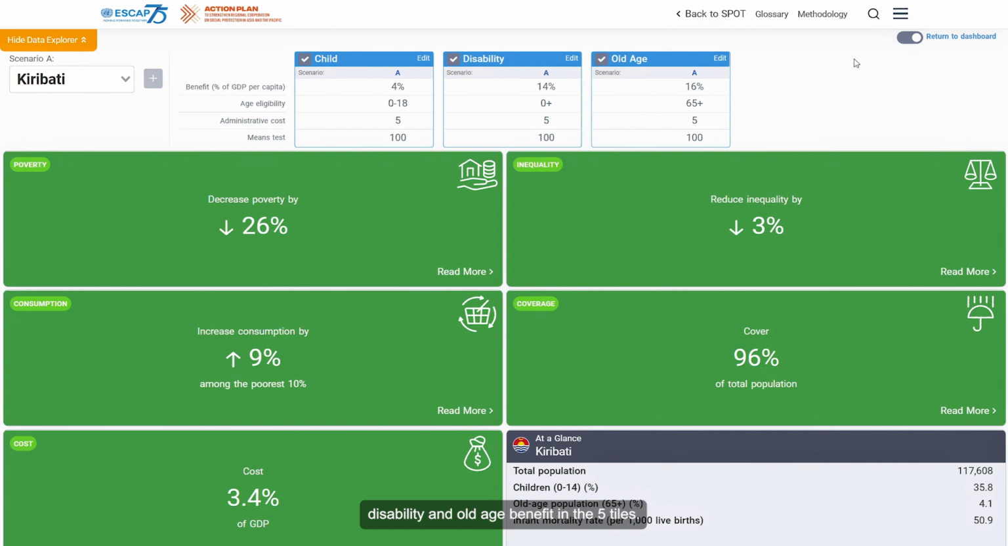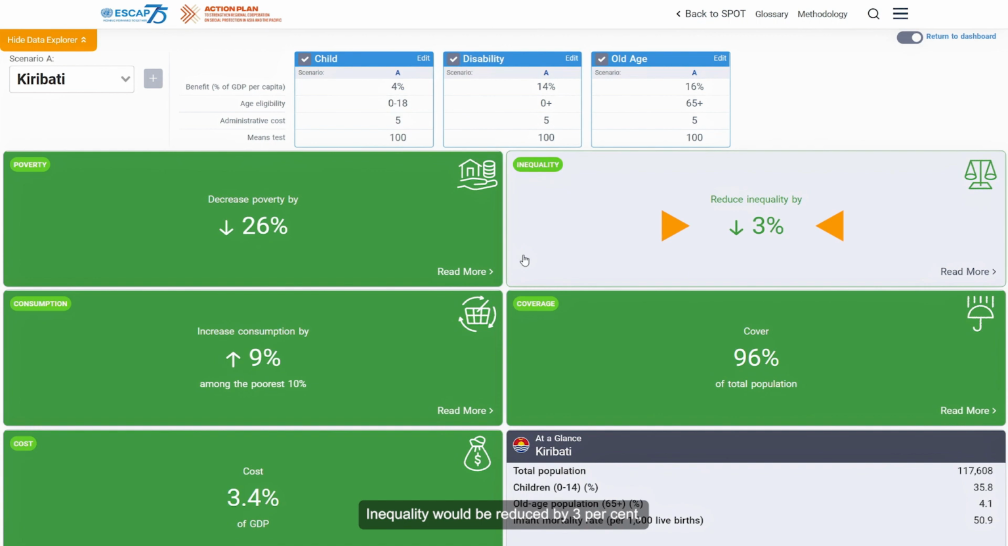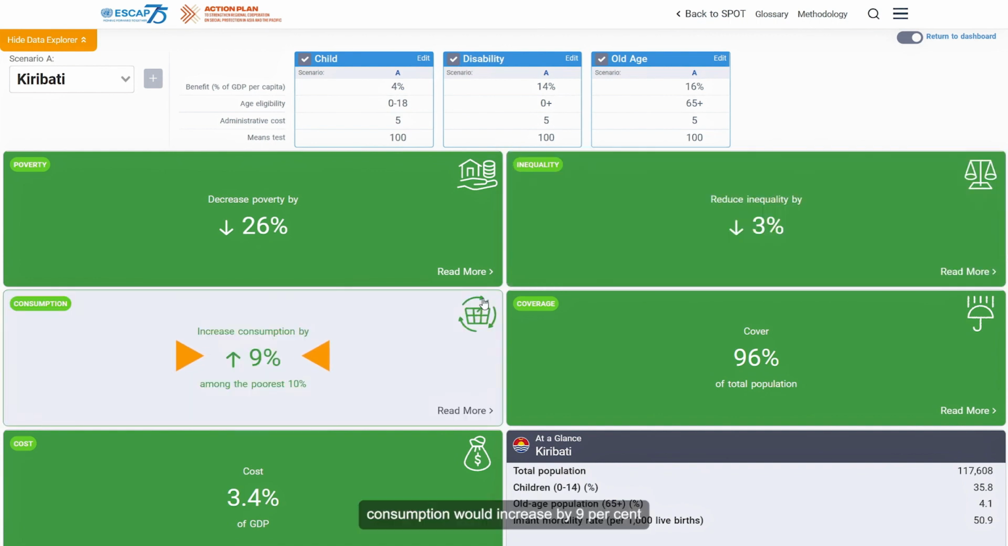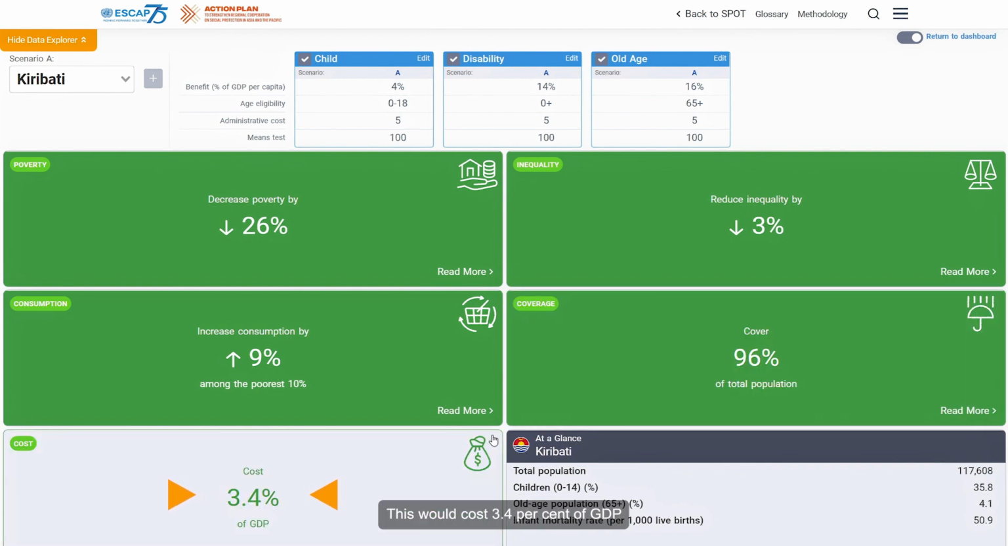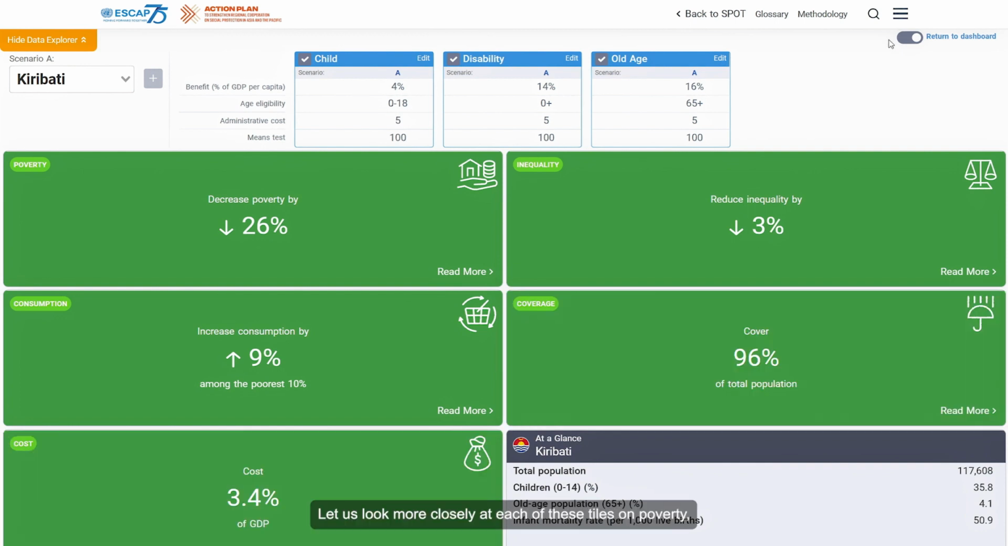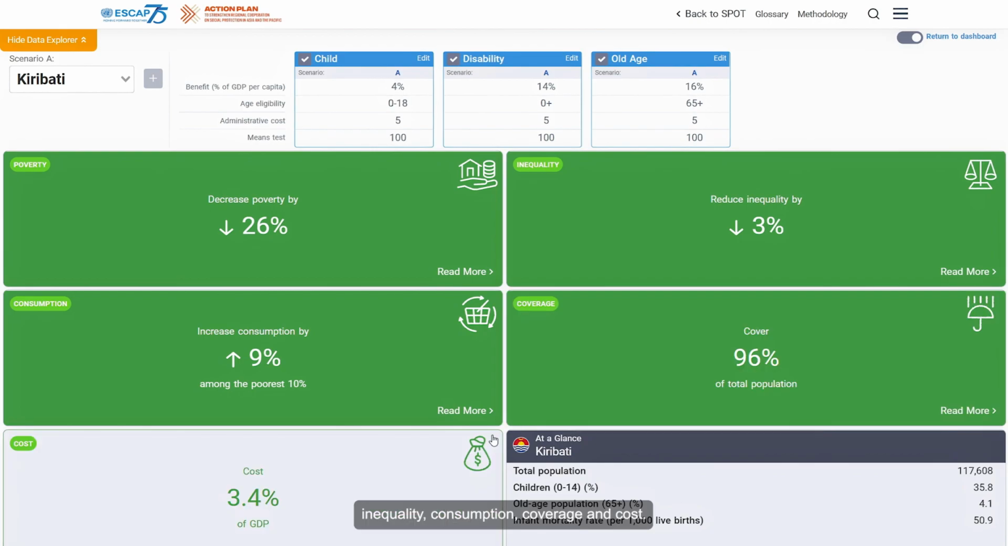in the 5 tiles. Poverty measured according to the national poverty line would be reduced by just over 1/4. Inequality would be reduced by 3%. Consumption would increase by 9% in the poorest households, and 96% of the population would have access to a social protection benefit. This would cost 3.4% of GDP. Let us look more closely at each of these tiles on poverty, inequality, consumption, coverage, and cost.